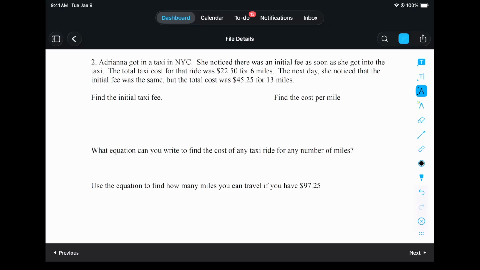So, how do we find the initial taxi fee? No, I don't want to do that yet. We're going to do this one first, this one second. So we're actually going to find the cost per mile first. Now, I was talking about the slope formula earlier, right? That is what we're going to use.